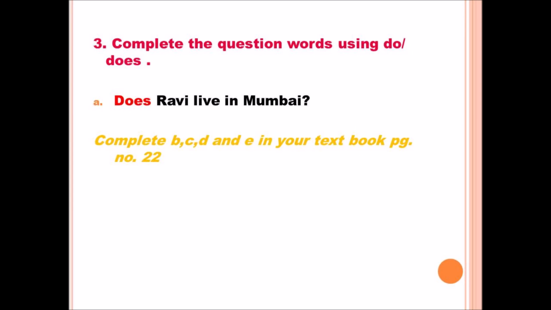Dash, Ravi lives in Mumbai. So Ravi is a person. It refers to he. So what do we have to use? Do or does. For he, she, it, we use does. So, does Ravi live in Mumbai? So what is the word used here? Does.